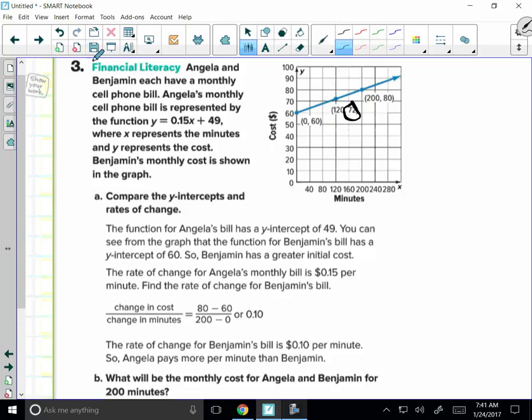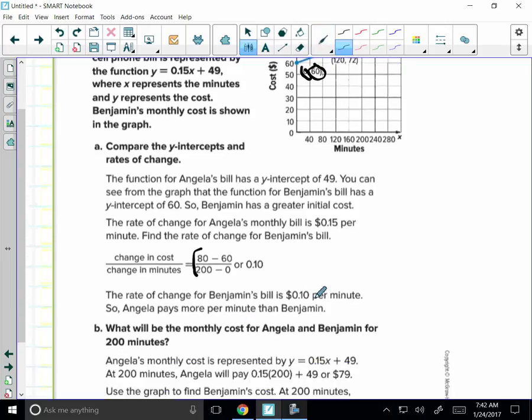So let's look right here. They took 80 minus 60. They chose any 2 points. It really doesn't matter. And then 200 minus 0. So that's what they did right here. And then they changed it to a decimal and got 0.10, which represents that he pays 10 cents per minute. So technically, Angela pays more per minute than Benjamin.